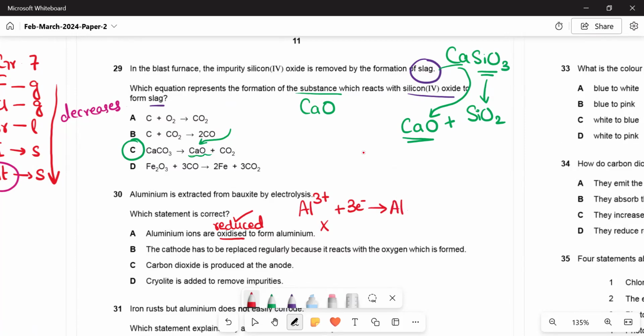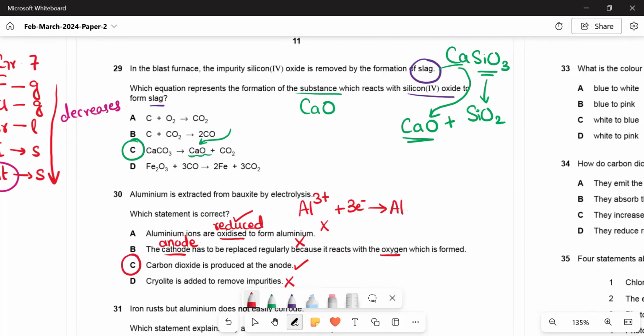The cathode has to be replaced regularly? No, the anode has to be replaced regularly because the anode reacts with oxygen to form carbon dioxide. Carbon dioxide is produced at the anode. Cryolite is added to remove impurities. No, cryolite is added to decrease the melting point of aluminium oxide, or to decrease the operating temperature of the cell, or to make it a good conductor.